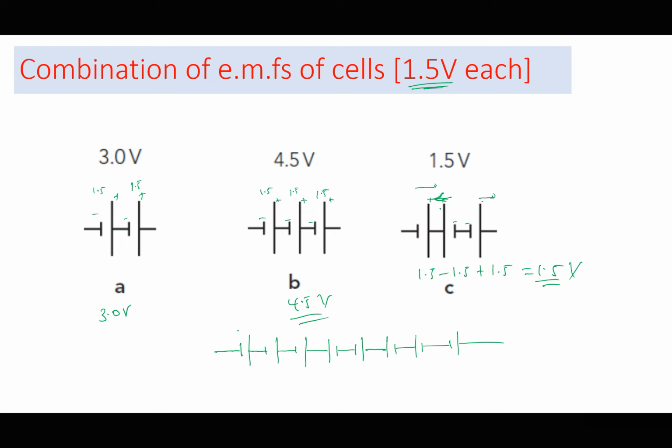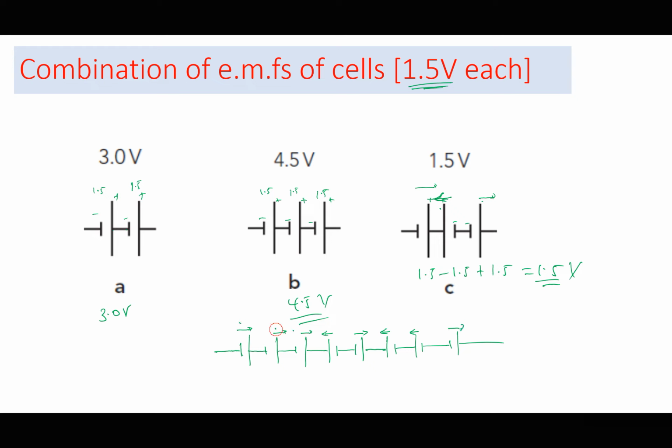For this one, the current is in this direction because current is from positive to negative. Current is in that direction, current is in that direction. This one, current is in the opposite direction. It is in that direction, opposite direction, opposite direction, in that direction.